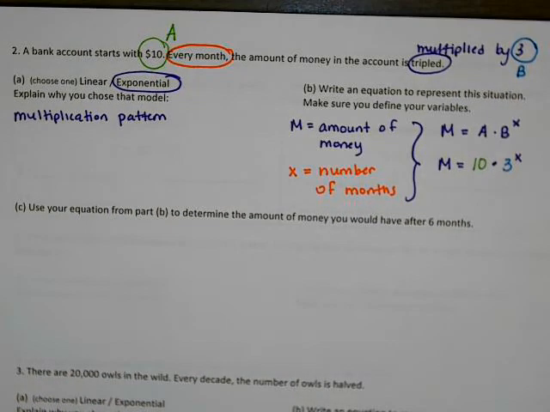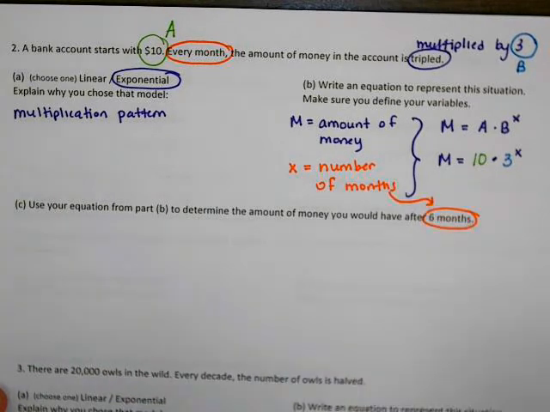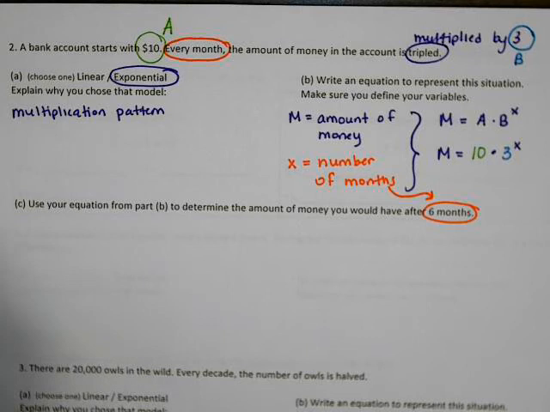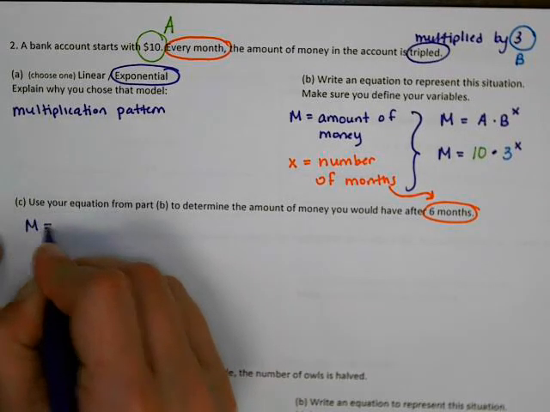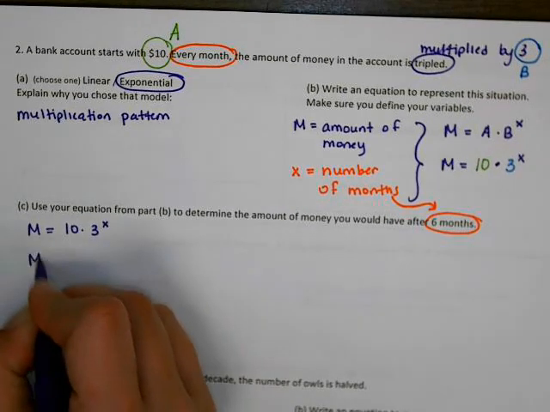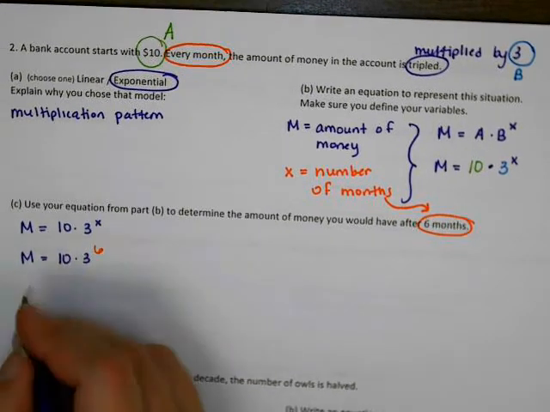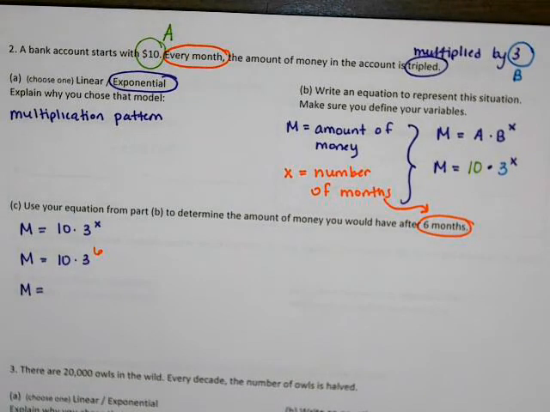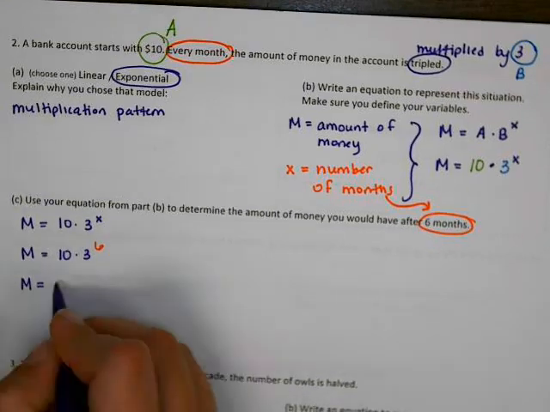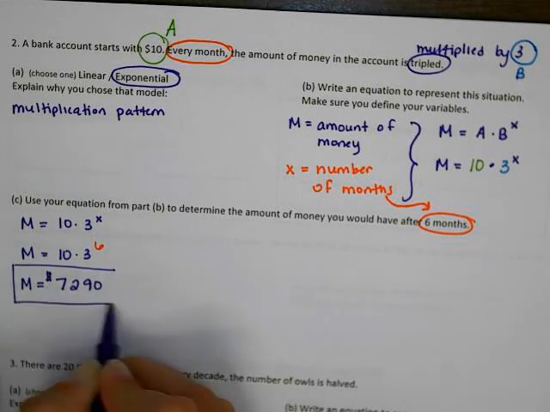Now part C says use your equation from part B to find the amount of money that you would have after 6 months. And in this problem, the x values are the months. So what I'm going to do is take this equation that I wrote and replace the x with a 6. Now, I don't know this off the top of my head, so I'm going to go ahead and type that into my calculator. 10 times 3 to the 6th power, and I get $7,290 in my account after 6 months.